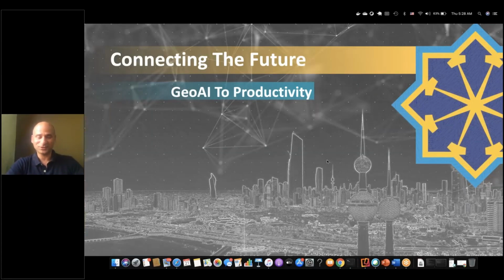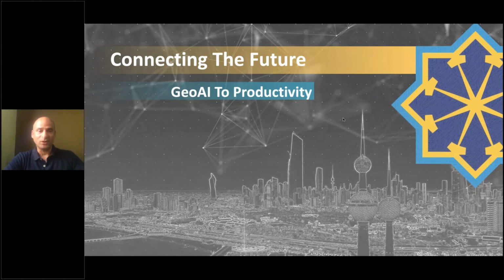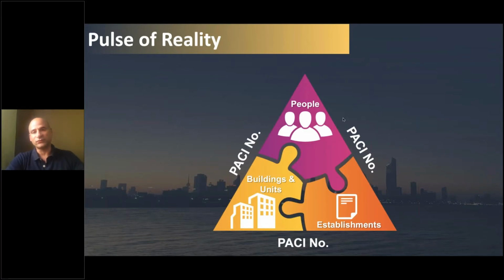Thank you, Linda, for the introduction. Today, we are sharing with you our journey with machine learning in order to enhance our productivity as a government agency to update and automate our GIS data. The Public Authority for Civil Information, PACI, established the GIS program back in 2011. PACI is responsible to record all the data about people, addresses, and businesses in Kuwait.